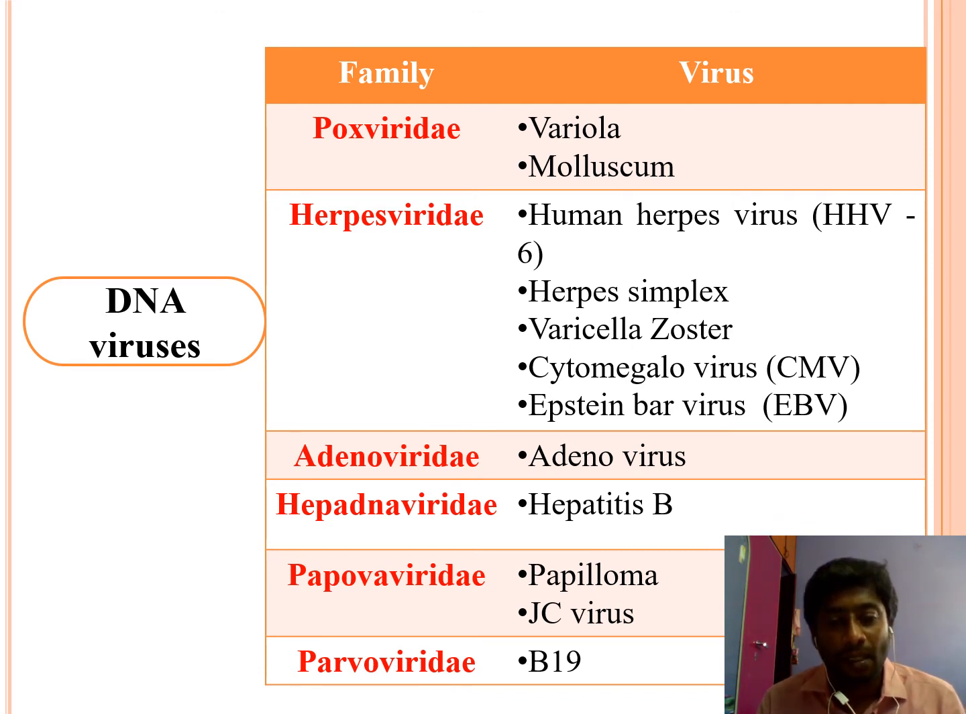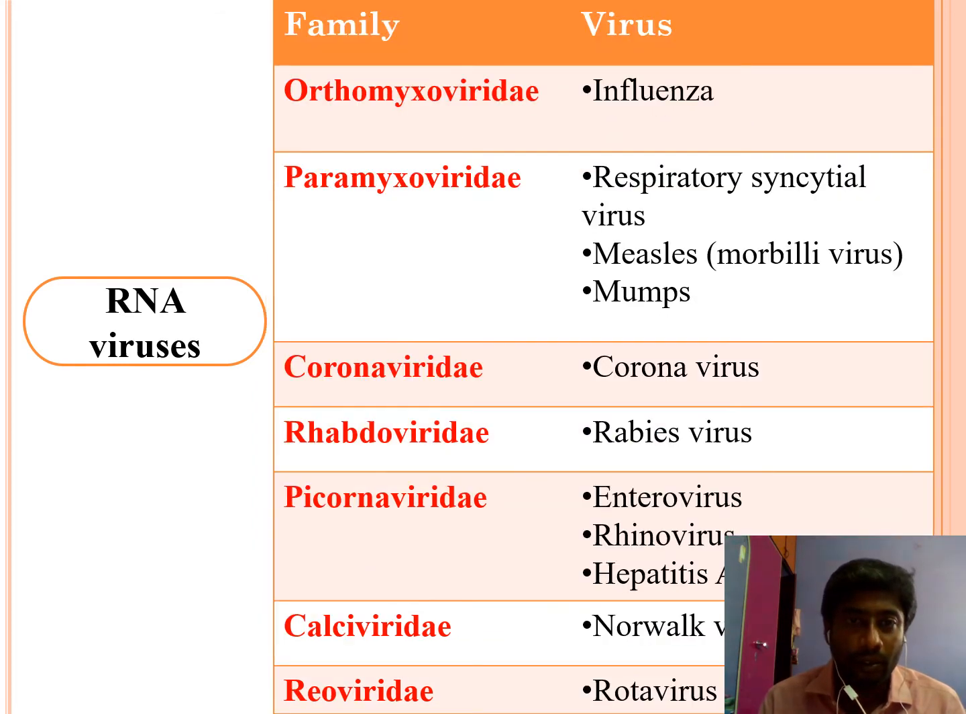Then Papovaviridae, we have 2 important viruses which cause infection in human beings. One is human papilloma virus, HPV, often called papilloma virus, which causes genital infections, and the JC virus, John Cunningham virus. Our next family is Parvoviridae, B19 virus. So these are the 6 different families of DNA virus. Totally we have only 6 families of DNA virus.